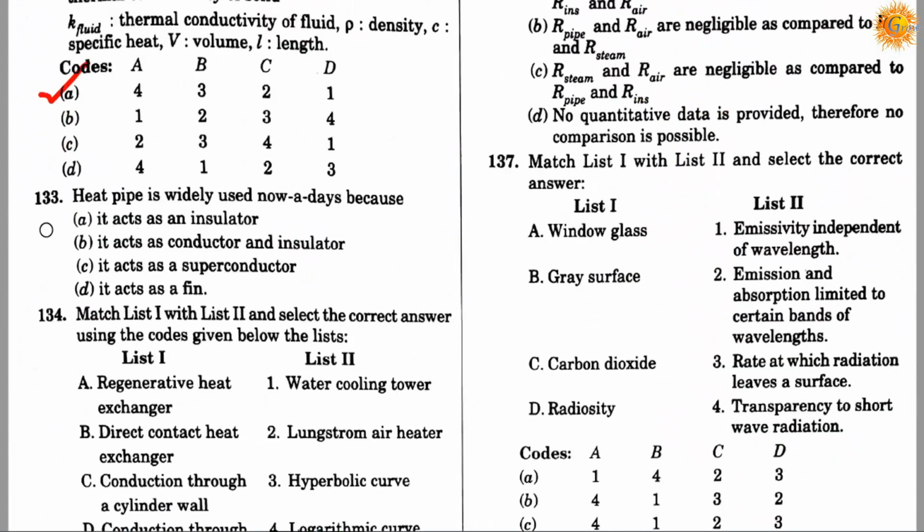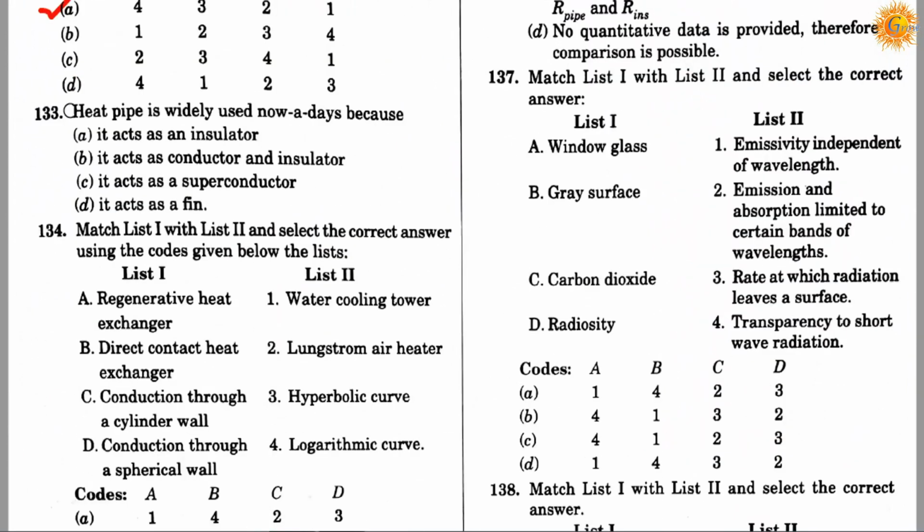Okay. Question number 133. Heat pipe is widely used nowadays because option A, it acts as an insulator, option B, it acts as a conductor and insulator, option C, it acts as a superconductor, and option D, it acts as a fin. So the correct answer is B. Heat pipe is widely used nowadays because it acts as a conductor and insulator.